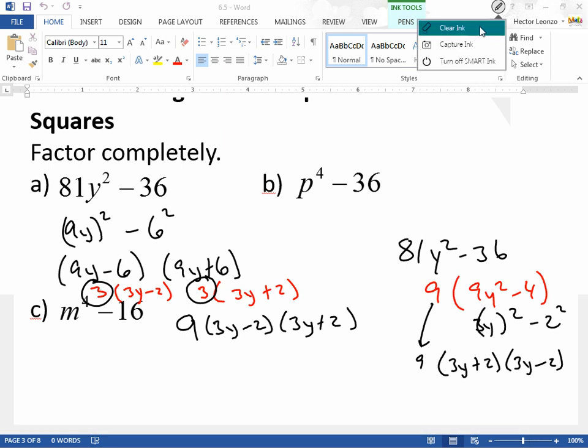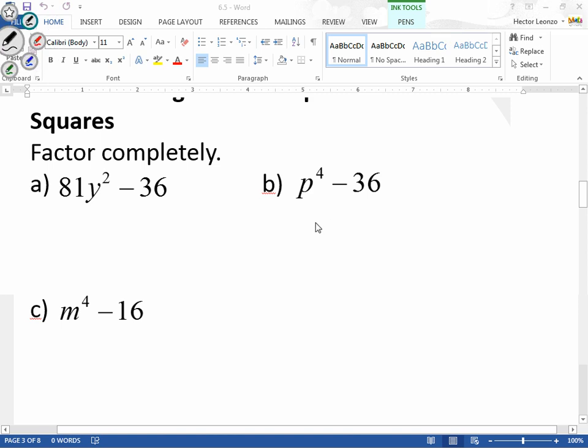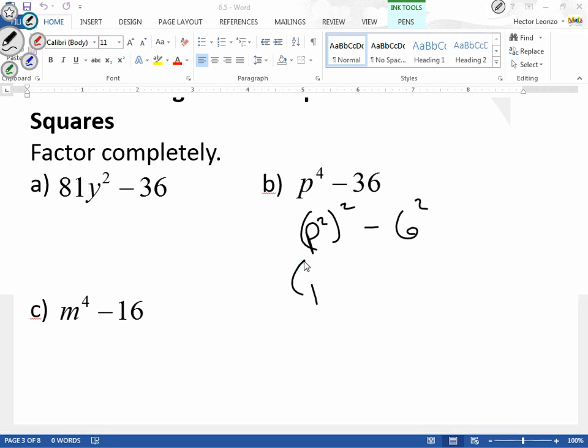Okay, let me take a look at my example B. P to the fourth, let me write that as p squared, squared. All right, that's p to the fourth minus 6 squared. So I'm just going to factor it as p squared minus 6 and p squared plus 6.